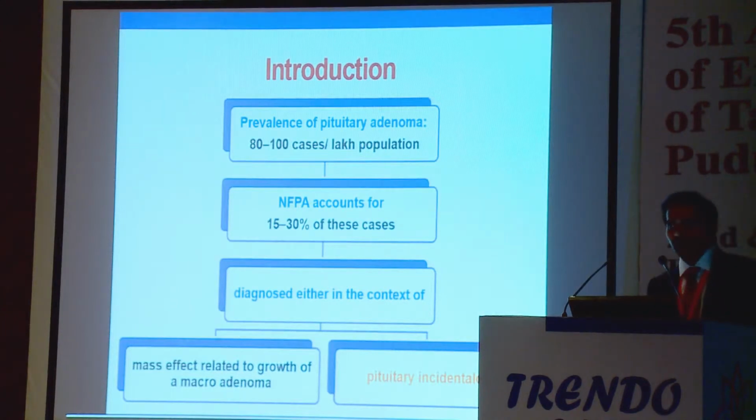We know that in the general population there are about 100 cases of pituitary adenomas, of which nearly 15 to 35% are non-functional pituitary adenomas. How do these non-functional pituitary adenomas manifest? Symptomatically they will present with some mass lesion, and if they are asymptomatic, they are incidentally picked up, and these constitute the pituitary incidentalomas. Most pituitary incidentalomas will be constituted by these non-functioning pituitary adenomas.